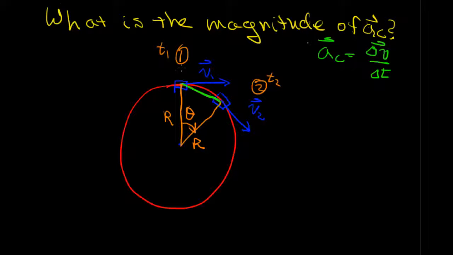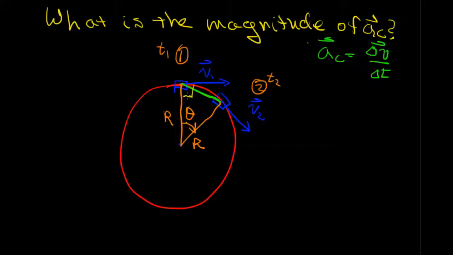I've drawn this object at position 1 at time t1 and position 2 at time t2, my little car or whatever it is that's going around the circle at a constant speed. Its velocity at t1 is horizontal here, represented by v1, and its velocity later is angled downward because it's further along around the circle. In fact, it's moved through an angle theta around the circle. And these little orange lines here are the radius of the circle.